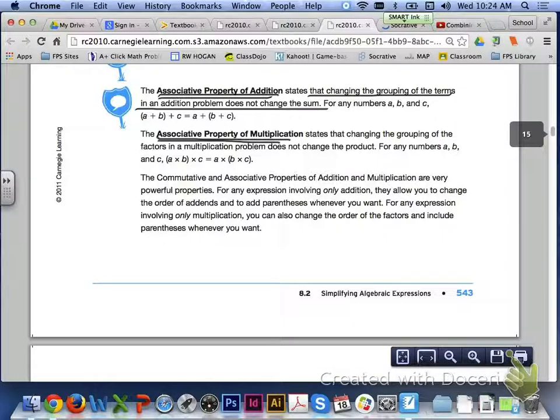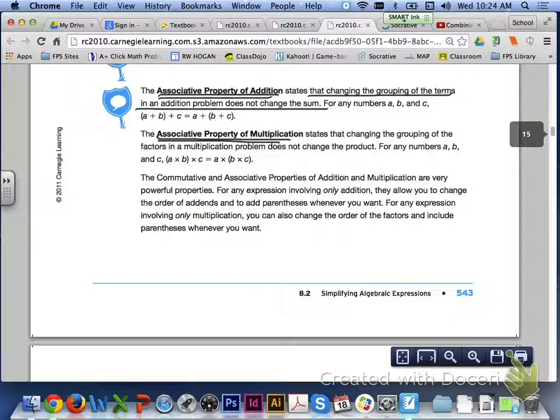The associative property of addition states that changing the grouping of the terms in an addition problem does not change the sum. For any numbers a, b, and c, the quantity of a plus b plus c is equal to a plus the quantity of b plus c.